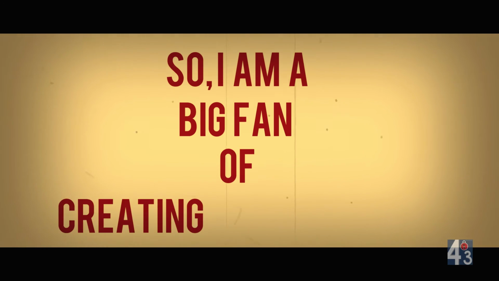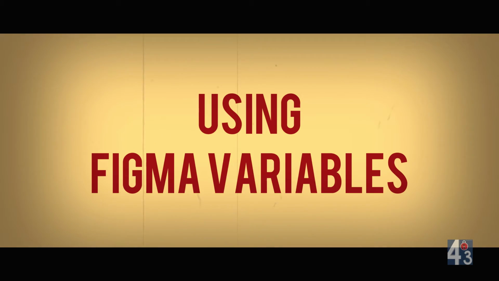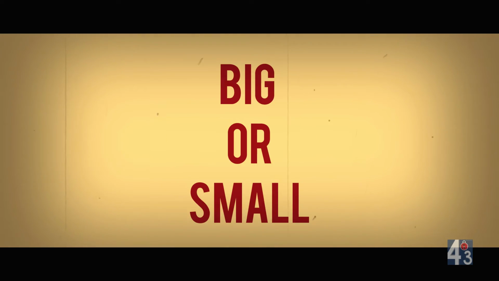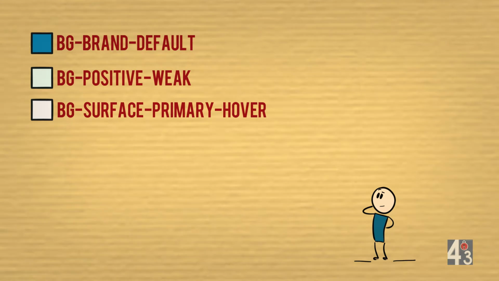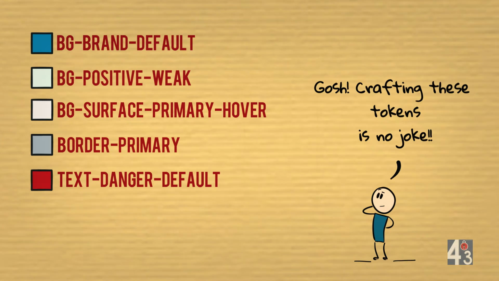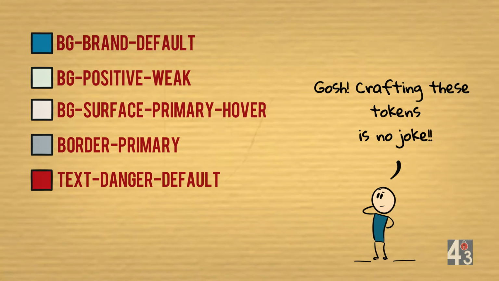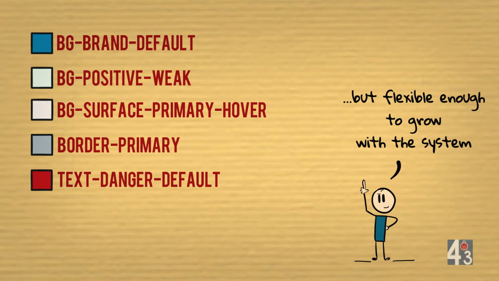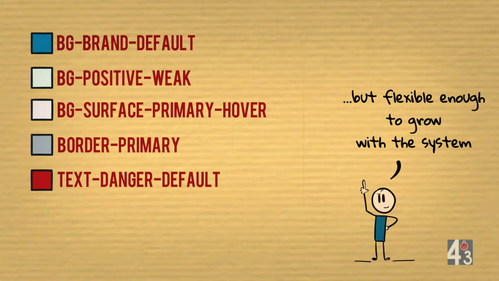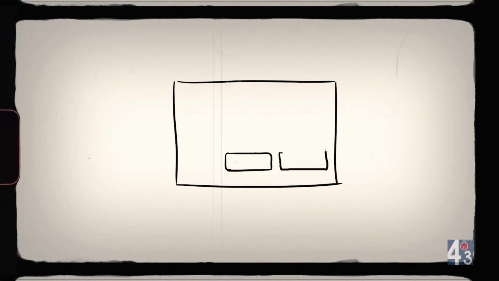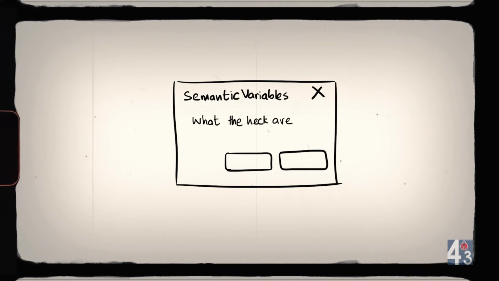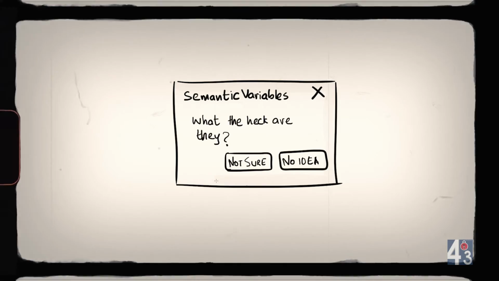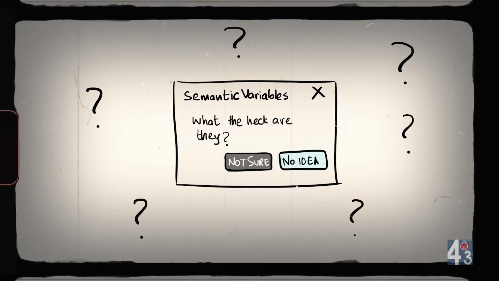So I'm a big fan of creating color tokens using Figma variables, irrespective of how big or small a project might be. Now that being said, crafting semantic color variables or tokens for a project or design system is no joke. Names need to be clear enough to guide designers, but flexible enough to grow with the system. Alright, so before we dive into naming strategies or any Figma wizardry, let's get one thing straight. What exactly are semantic color variables?